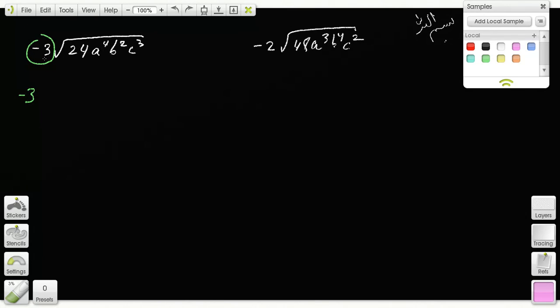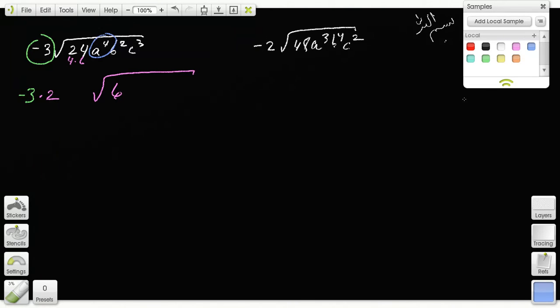Okay. So 24 simplifies to 4 times 6. Okay, good. And I can take what out? 2. So that 2, and what's inside? 6. Okay, good. I'm done with that.